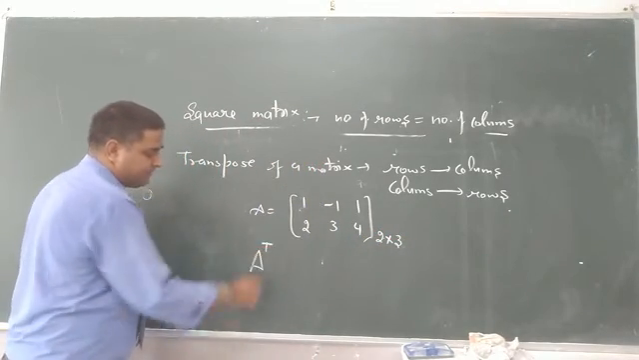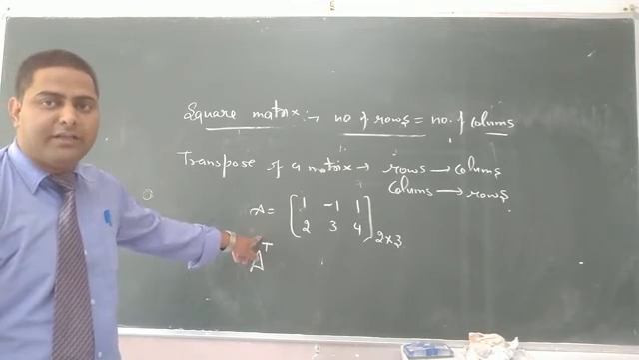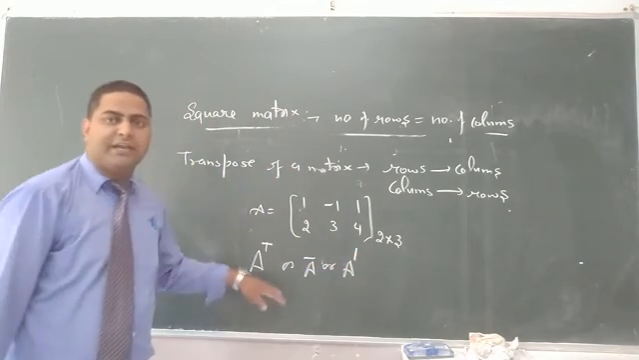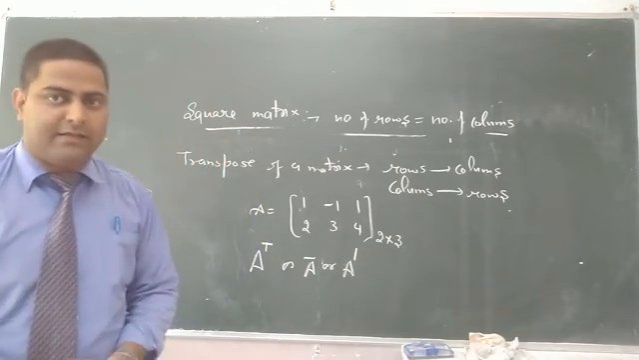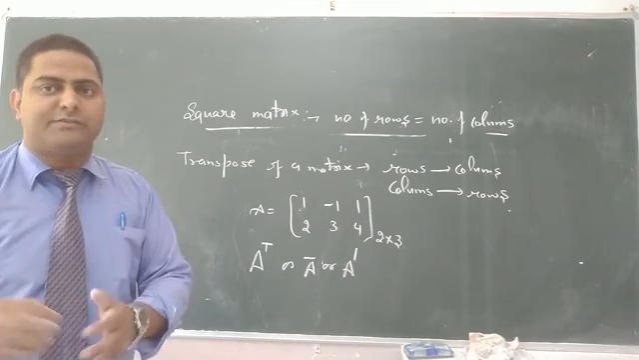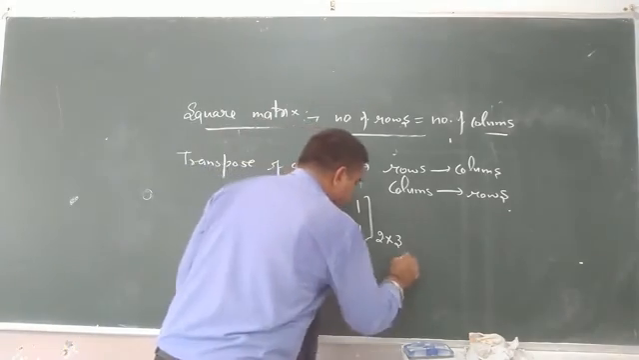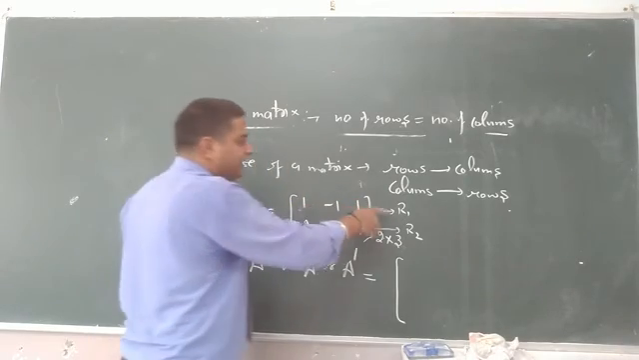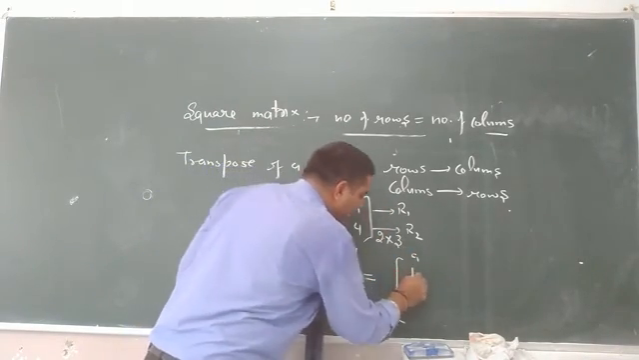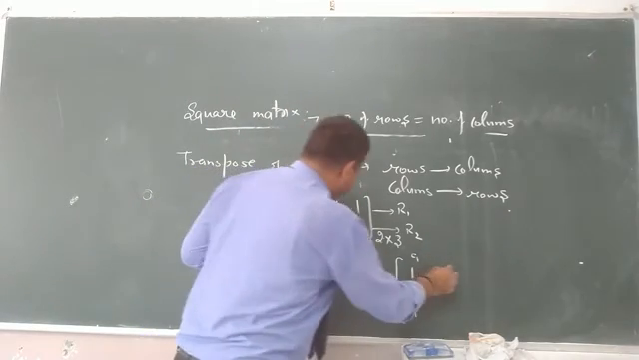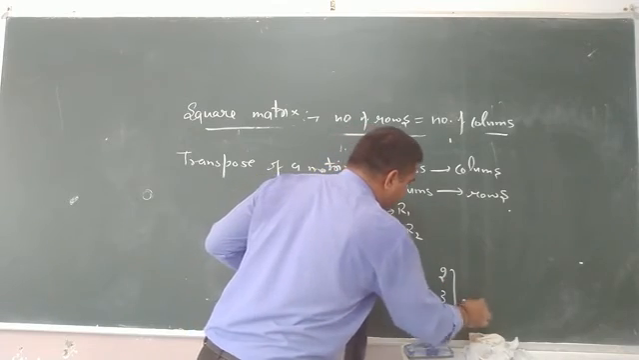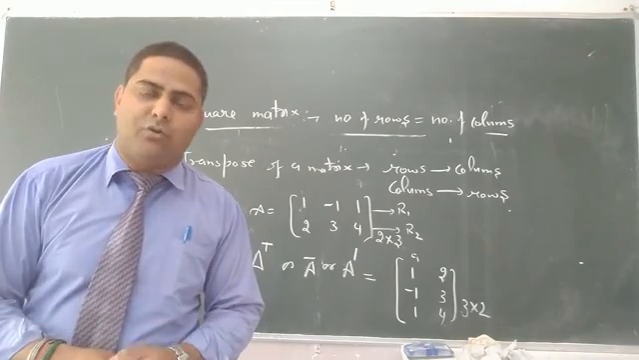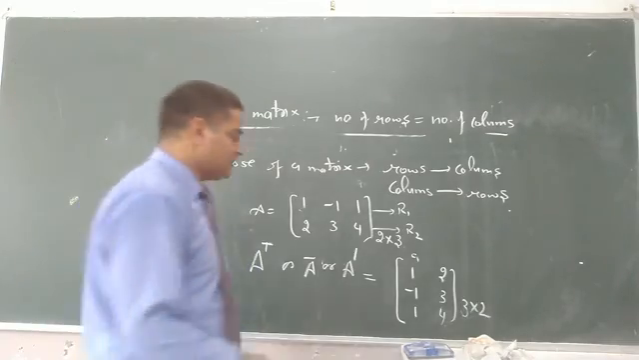When we find the transpose, generally transpose is written as A power T. In some books it's written as A bar, or some books it's written as A dash. These three represent transpose of a matrix. Now you have to change the rows into columns and columns into rows. Right? So this is row 1, this is row 2. So now this row changes to column. R1, when changes to C1, the members will be 1, minus 1, 1. Second is 2, 3, 4. Now this order is 3 into 2. So when we find the transpose of a matrix, you have to change rows into columns and columns into rows.